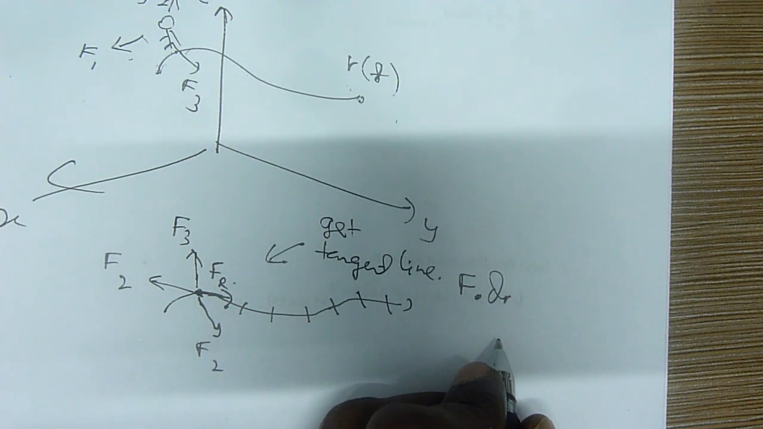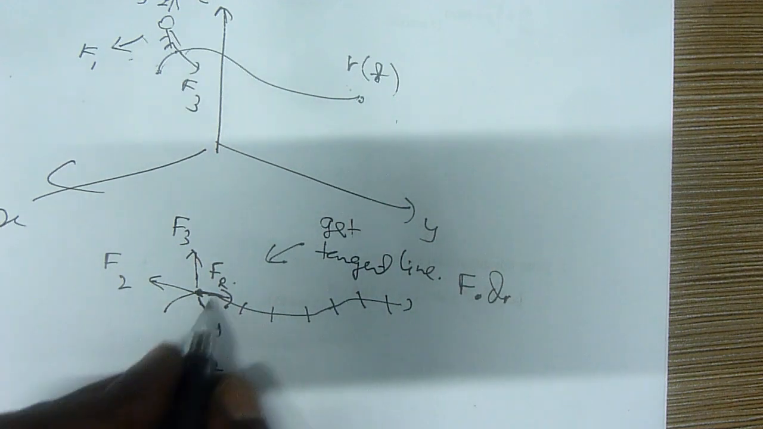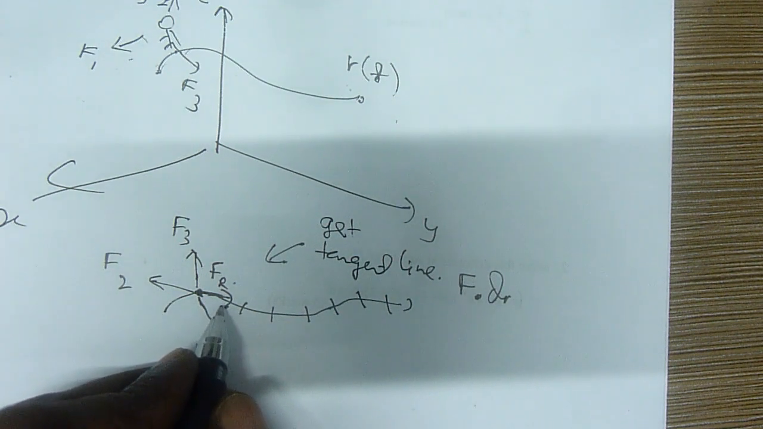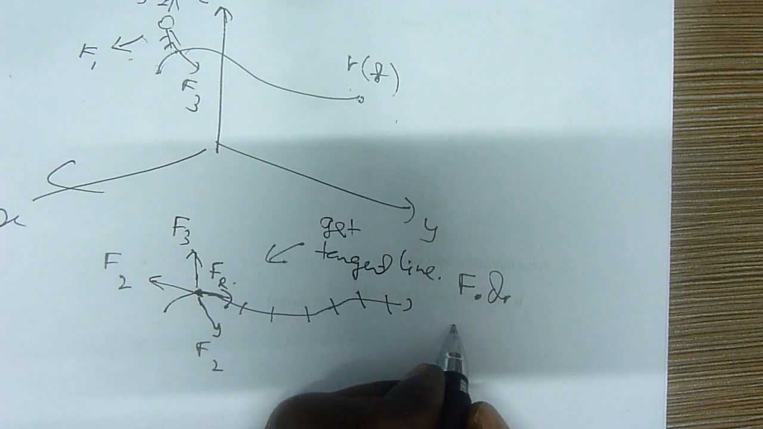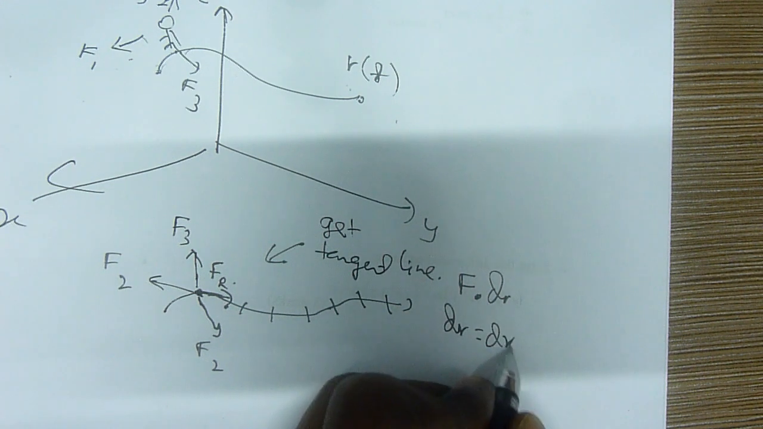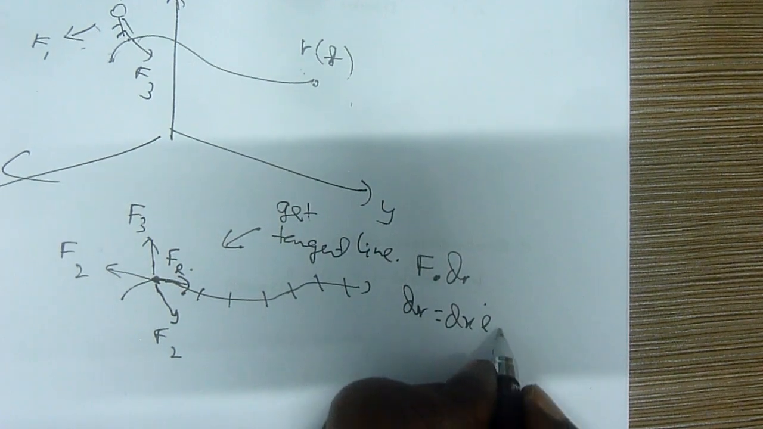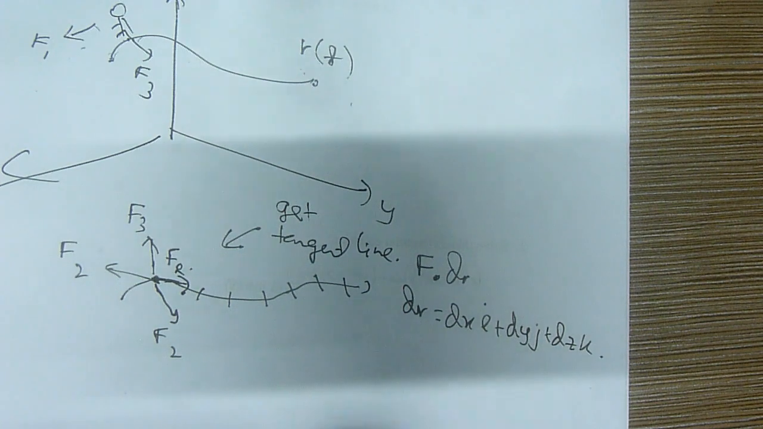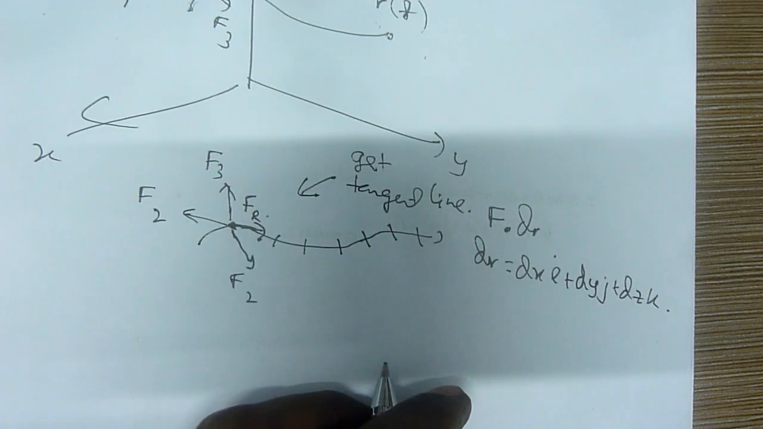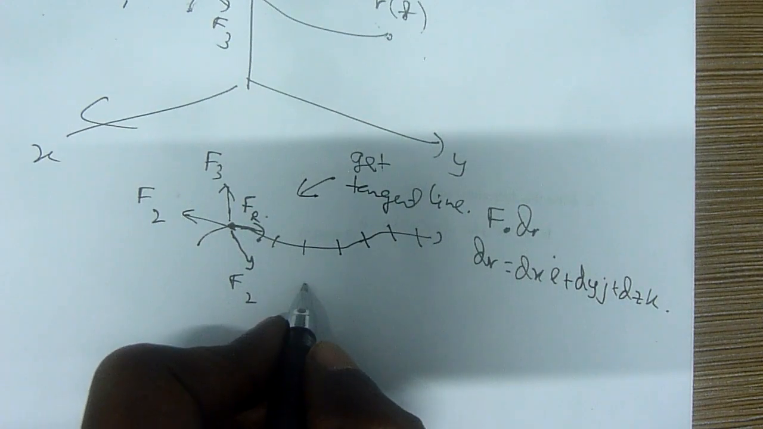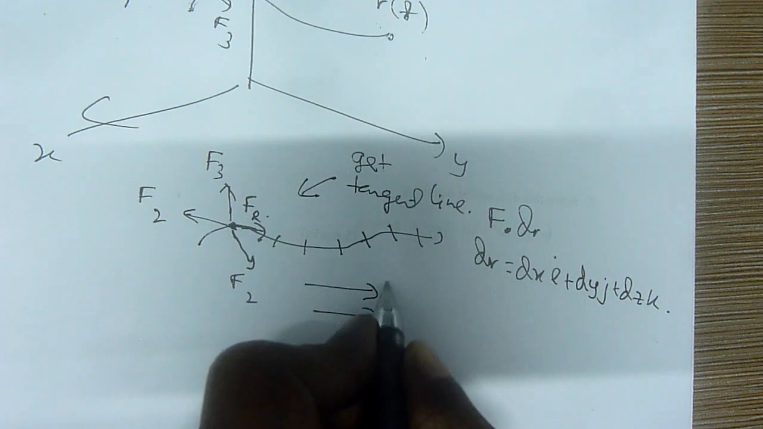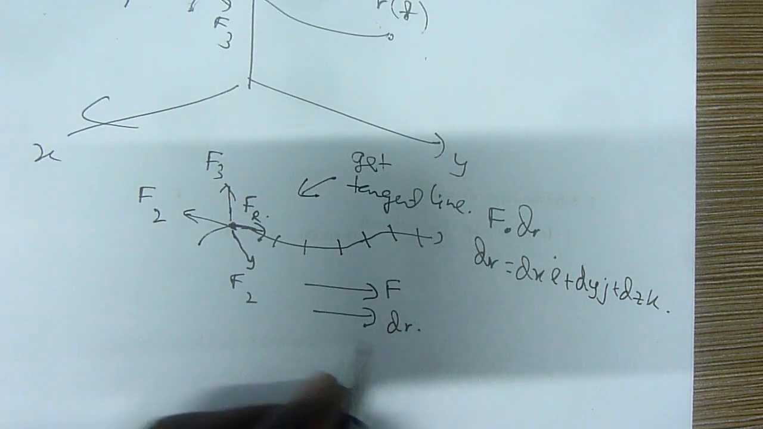We want to get the combination of the dot product. All the F(r) can combine with the dr here. Therefore, the dr here is dx i plus dy j plus dz k. In simple terms, what we are trying to do is make it parallel between F and dr. That's what we are trying to do.